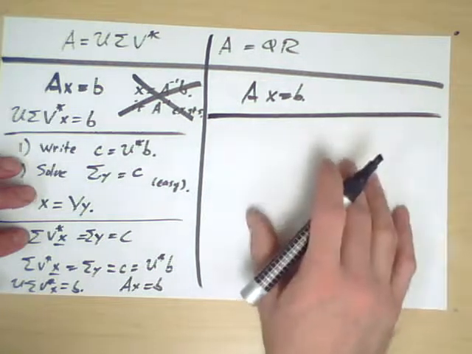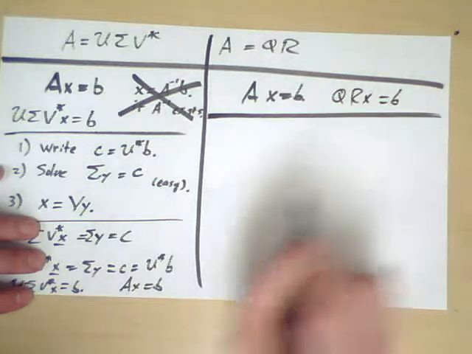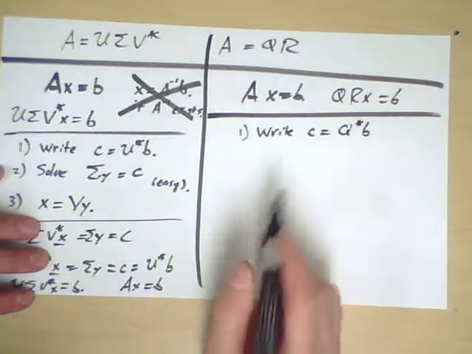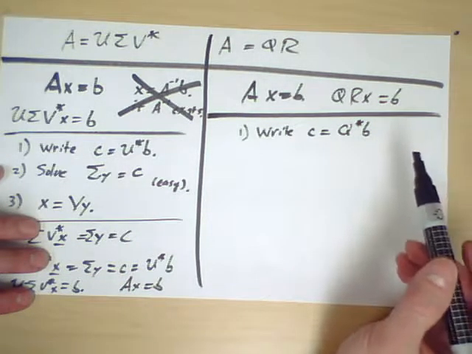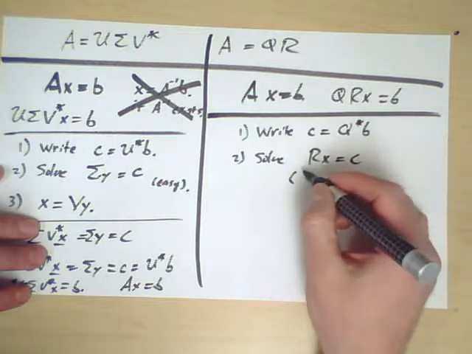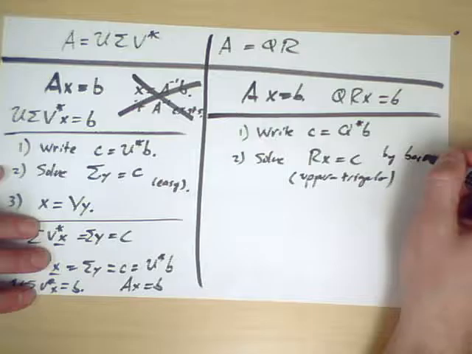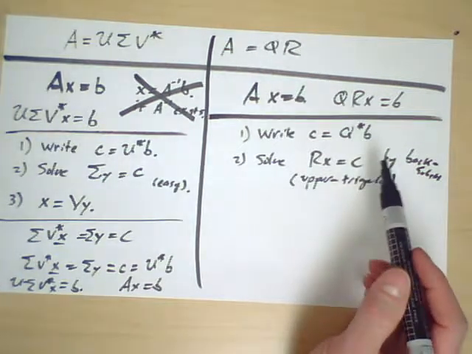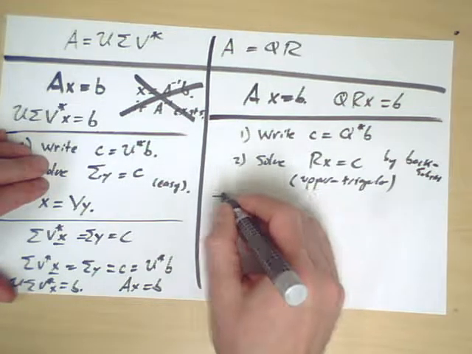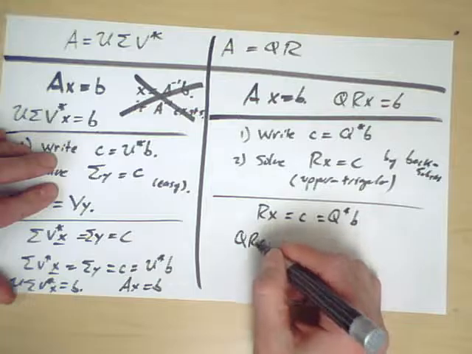Okay, now in the QR decomposition case, it's fairly similar. So you start off by saying, well, suppose I had Q and R, I could write QRx equals B. Okay, so step 1, write C equals Q star B. Again, Q being unitary or orthogonal, its adjoint is its inverse. And then 2, solve Rx equals C. Now here's the point, R is upper triangular. So that means that this solving is by back substitution. So you can solve for the last variable, and then the second to last, and then the third to last, and so on. Back up the variables until you've found all of your x's. And therefore, what we have is Rx equals C, which is Q star B, and therefore QRx equals B, which is AX.